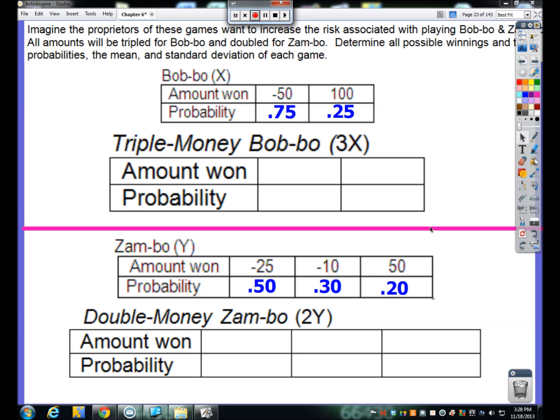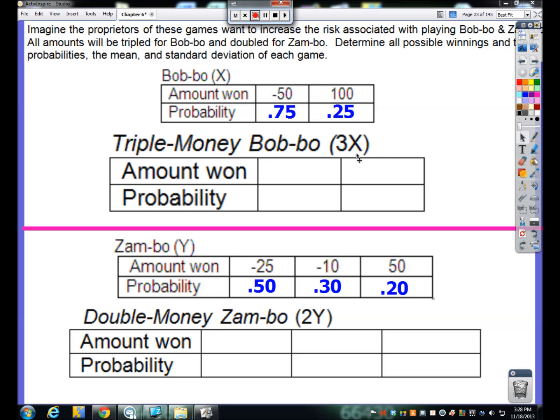Now let's look at another example. Imagine the proprietors of these games want to increase the risk associated with playing Babbo and Zambo. All amounts will be tripled for Babbo and doubled for Zambo. Determine all possible winnings and their probabilities, the mean and standard deviation for each game. Okay, so it's not necessarily that it's riskier in terms of probability, it's just riskier because you can lose more money or you can gain more money, which has an extra appeal to some people.